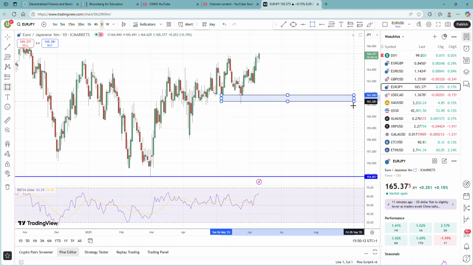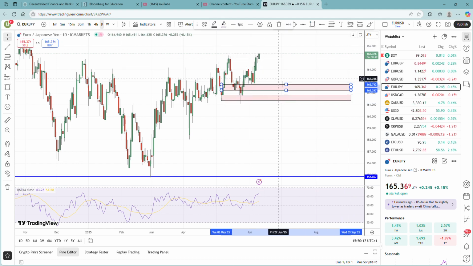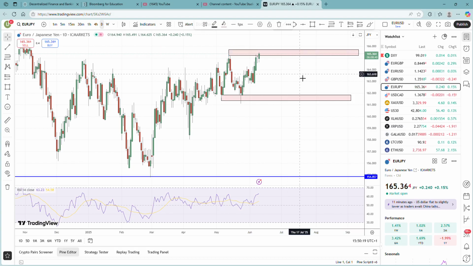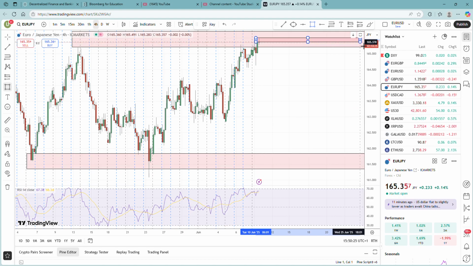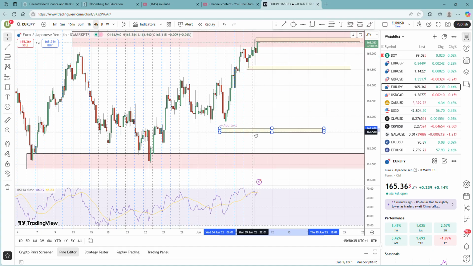Very choppy price action. You can see it's in a range. Daily support, daily resistance. Go to the H4, repeat the process. Daily resistance. Daily support. Another daily support.